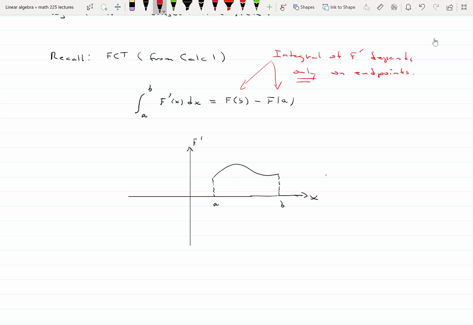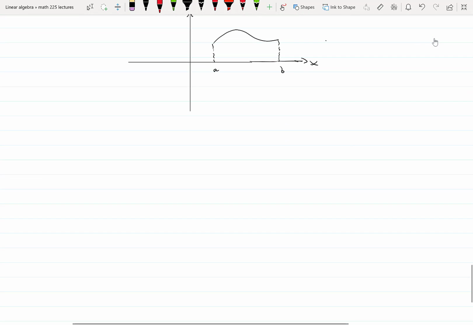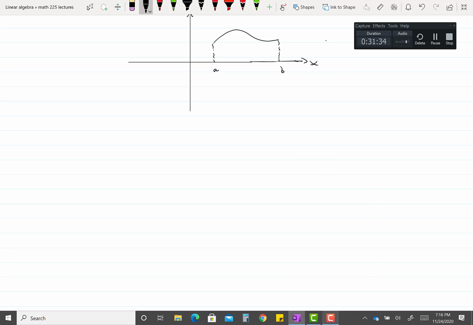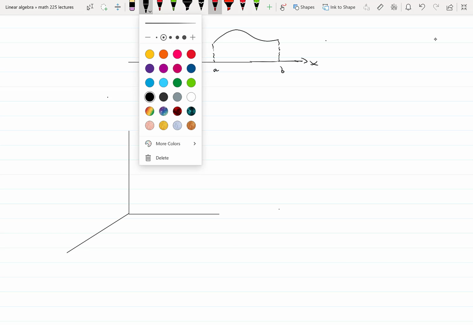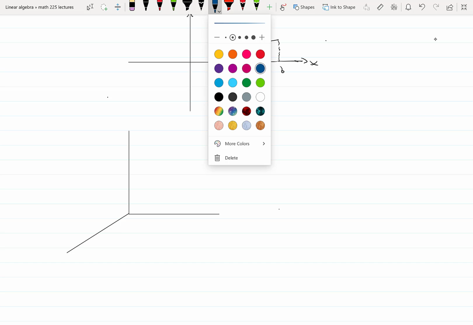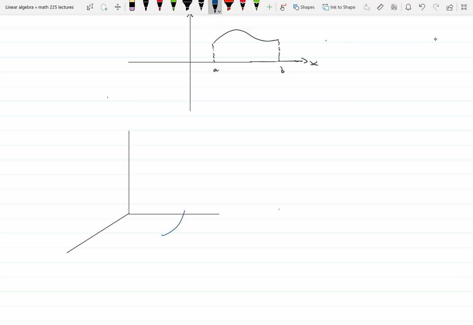So now to the fundamental theorem of calculus for line integrals. Let's start out with a curve in 3 space. Let me draw that curve. I guess I'll use blue. Why not? Okay, so here's our curve in 3 space. And let's identify that curve. So let's identify the curve C.